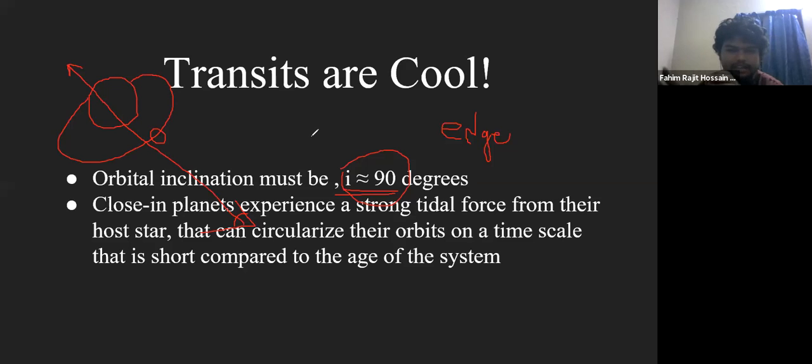Another thing is when we are looking at hot Jupiters or planets like that, we can expect them to be tidally locked. And what tidally locked planets do is their orbits get close to circular, so it is easier for us to measure the radial velocity.